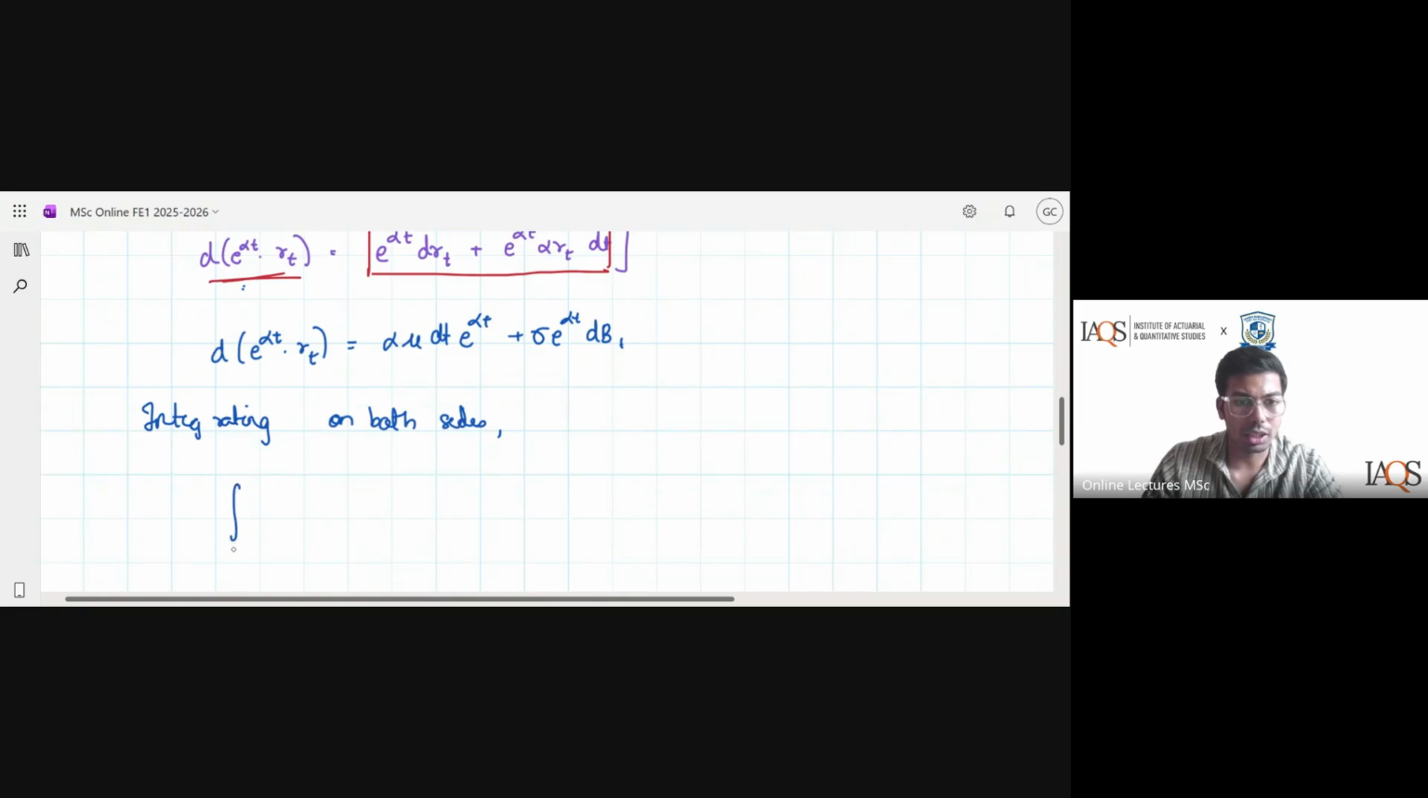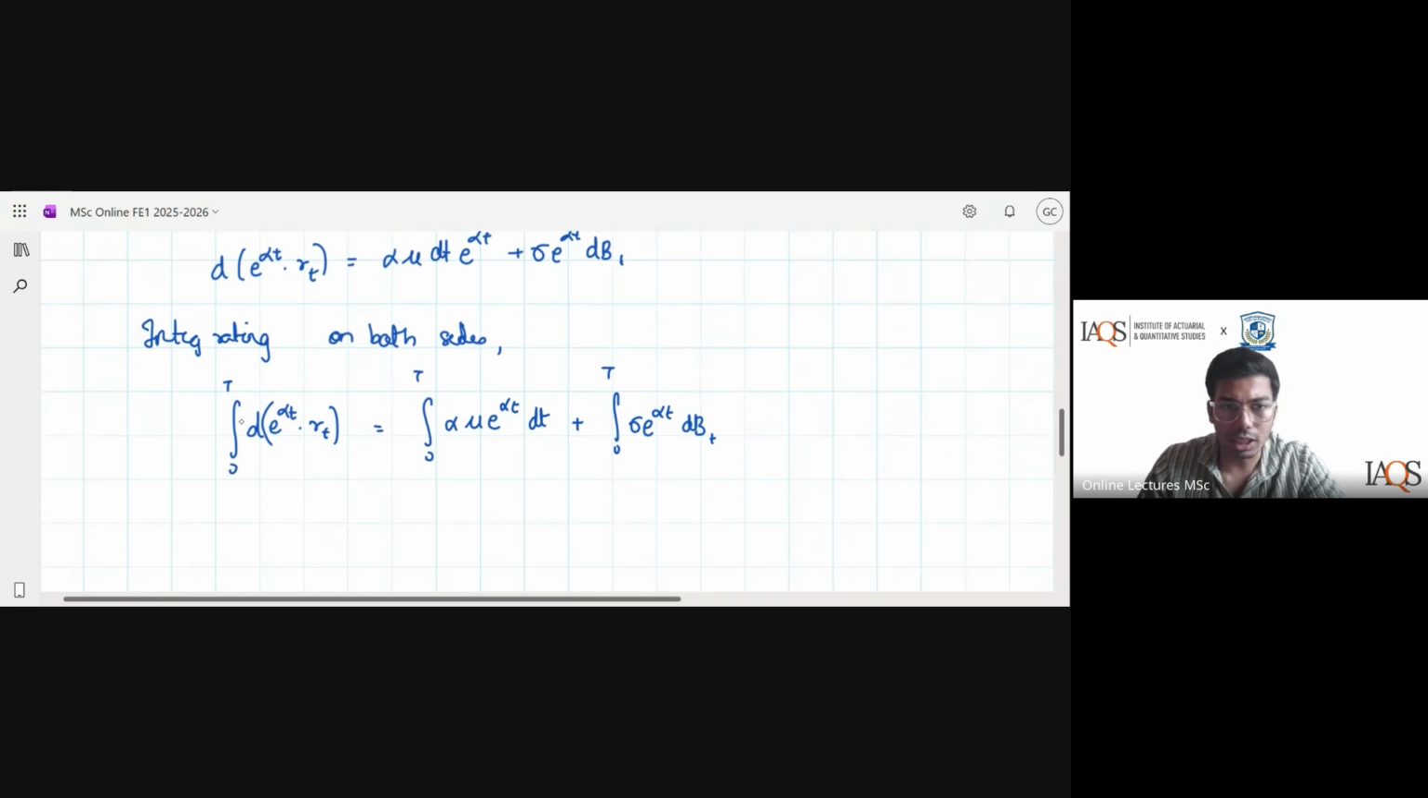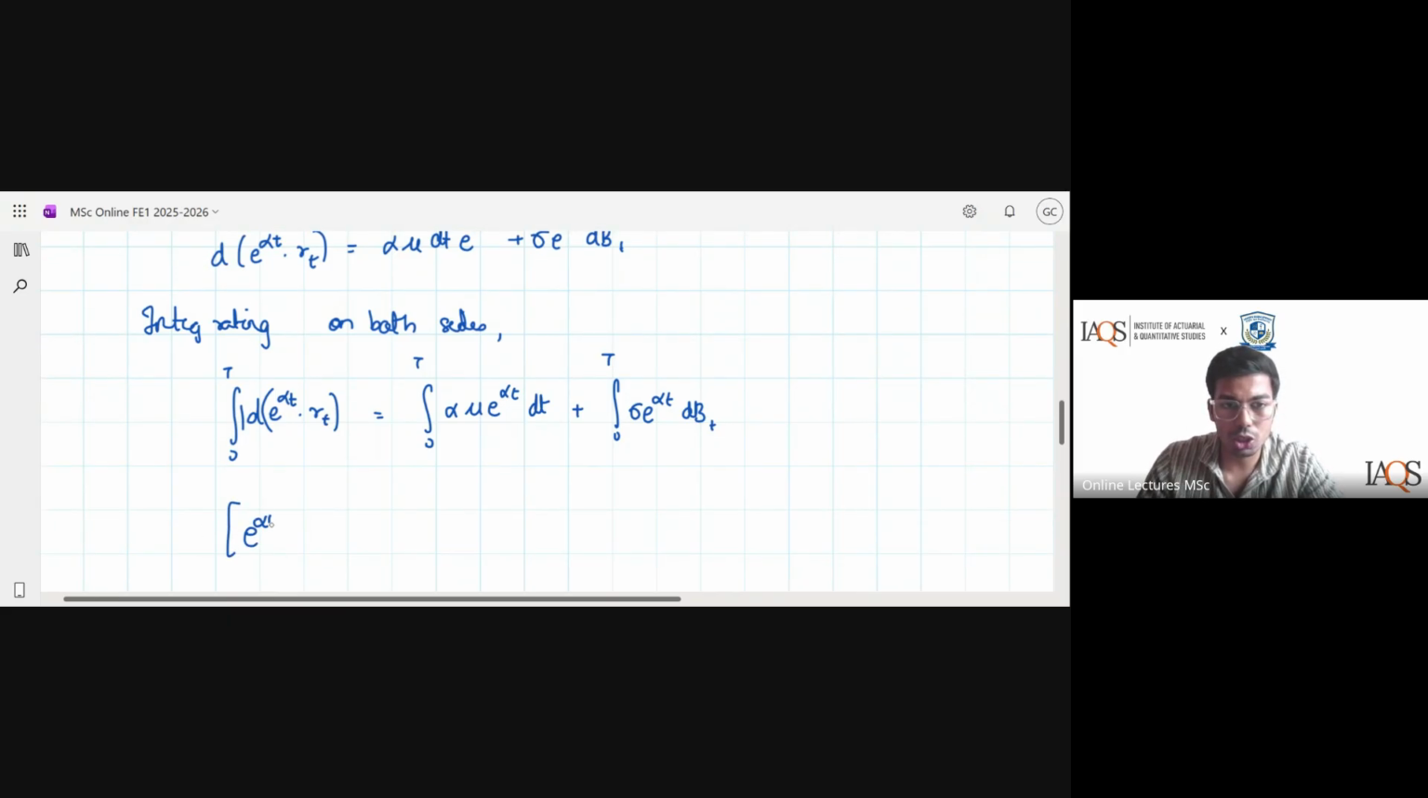Therefore, can I say the integral from 0 to T of d(e^{αt} r_t) is equal to the integral from 0 to T of αμ e^{αt} dt plus the integral from 0 to T of σ e^{αt} dB_t. Comfortable till here? Now, can I say this is actually equal to e^{αt} r_t from 0 to T, and α and μ are constant.